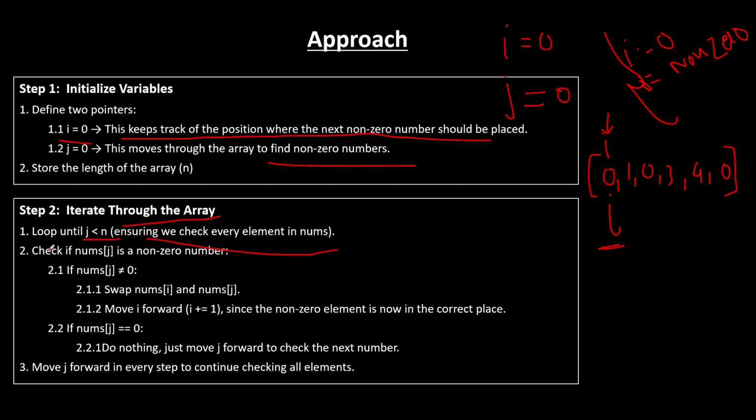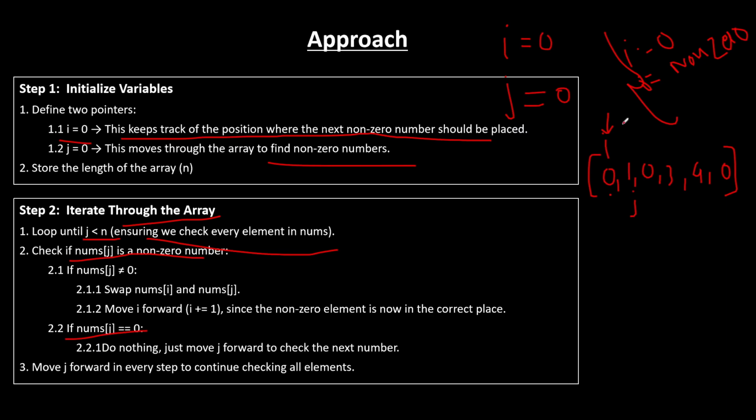Now, if nums of j is a non-zero number, then we will swap it. But right now we cannot do it, right? Right now we have to find if it is a zero element. If nums of j is zero, we do nothing because i is keeping track of the non-zero elements right here. So what we will try to do? We will try to move j here.